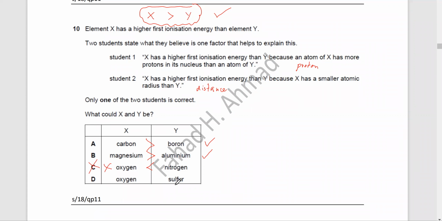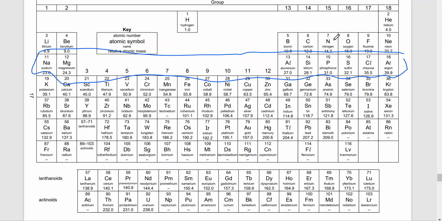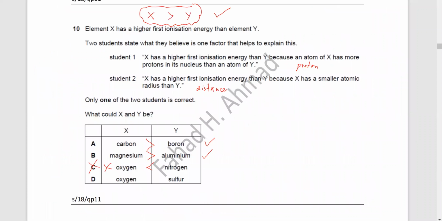And then you have oxygen and sulfur. Does oxygen have a higher ionization energy compared to sulfur? So let's have a quick look. You have oxygen over here, you have sulfur over here. Remember, down the group ionization energy decreases because the electron becomes further and further away from the nucleus and more shielded as well. So oxygen is going to have a higher ionization energy compared to sulfur. So that statement is also true. So I'm removing this option. So we're left with A, B, and D, where I've checked that the first statement is justified.